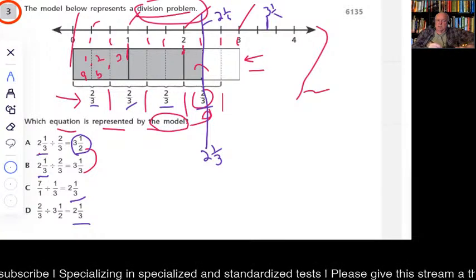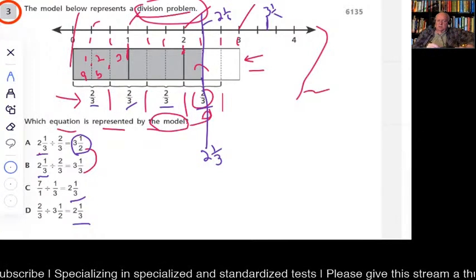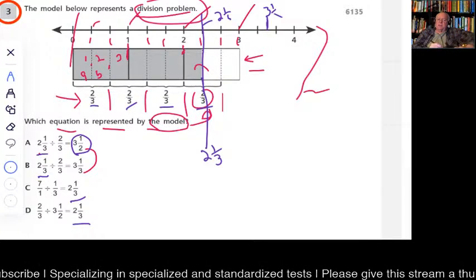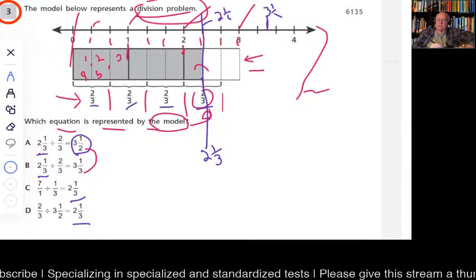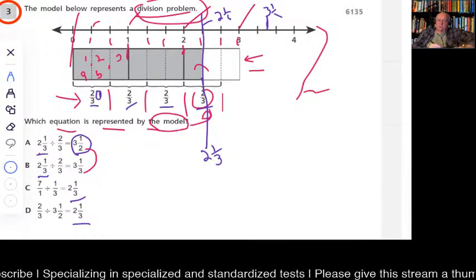So it says 2 and 1/3, which is the whole shaded part, divided by 2/3. So it's making something in groups. So let's number them. There's 1 2/3 here. There's 2 2/3 here.